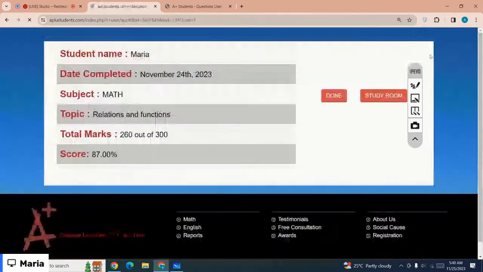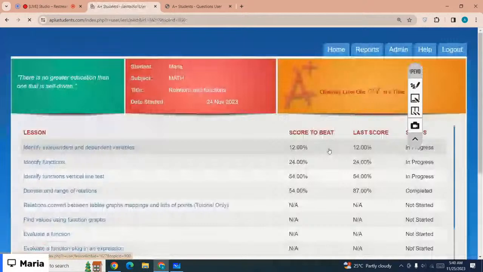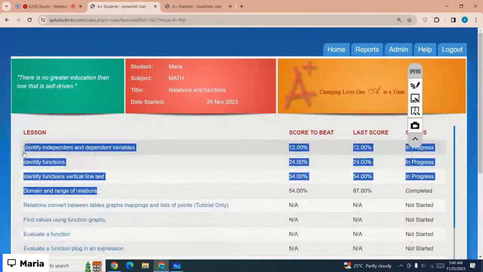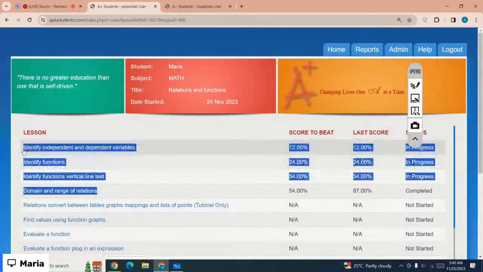Okay, we are done with the lesson. So we were working on grade 9 math. The chapter we were working on is functions and relations. The lessons we have covered today are identify independent and dependent variables, identify functions vertical line test, and domain and range of the relations.